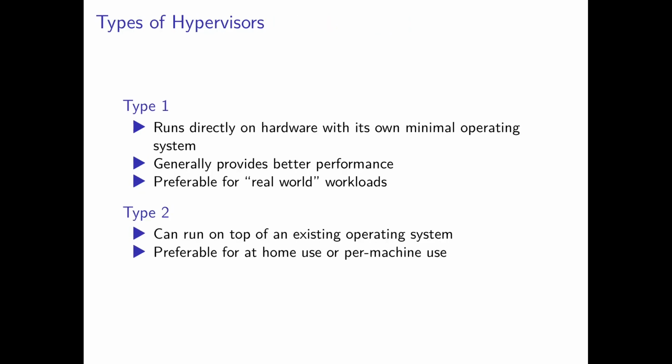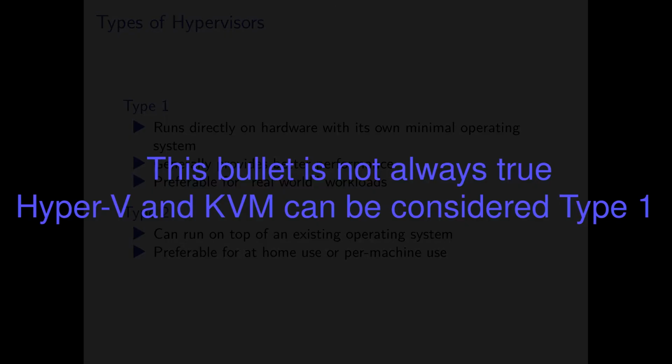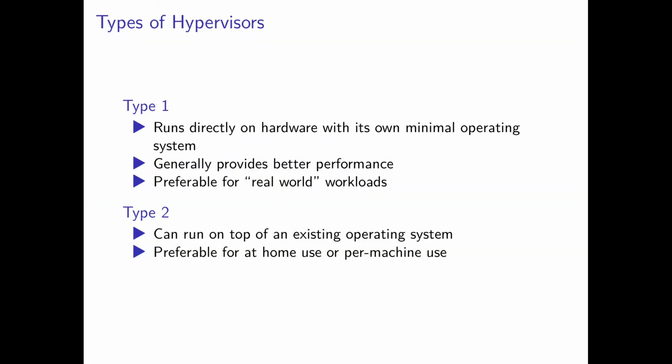Now, there are two different types of hypervisors: a Type 1 and a Type 2 hypervisor. Type 1 runs directly on the hardware with its own minimal operating system. So instead of having Windows 10 and then installing the hypervisor on top of it, you just install the hypervisor, and the hypervisor is its own operating system. And generally, this is going to provide better performance. It's generally an operating system optimized for the use of being a hypervisor.